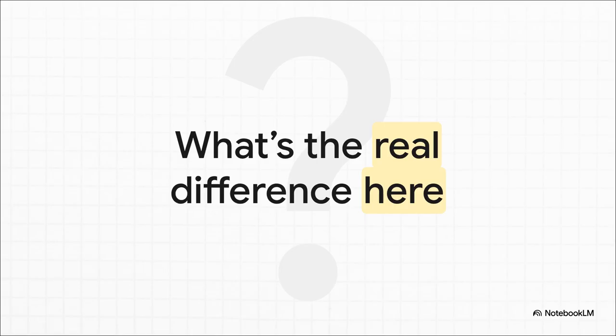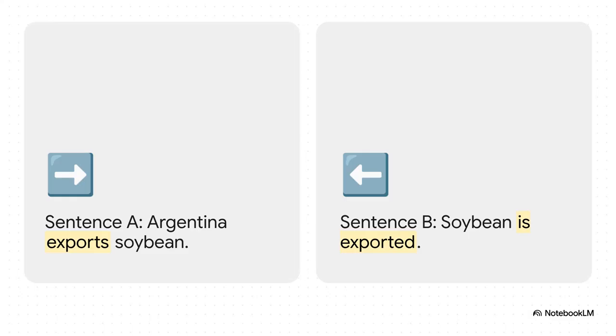I want you to look at these next two sentences. The basic fact is identical in both, but they just hit different, right? As you see them, just ask yourself, where is my eye drawn? Where's the focus in each one? What's that little switch? Okay, here we go. Sentence A: Argentina exports soybean. Who's the star of that show? It's Argentina, right? They're the one doing the exporting.